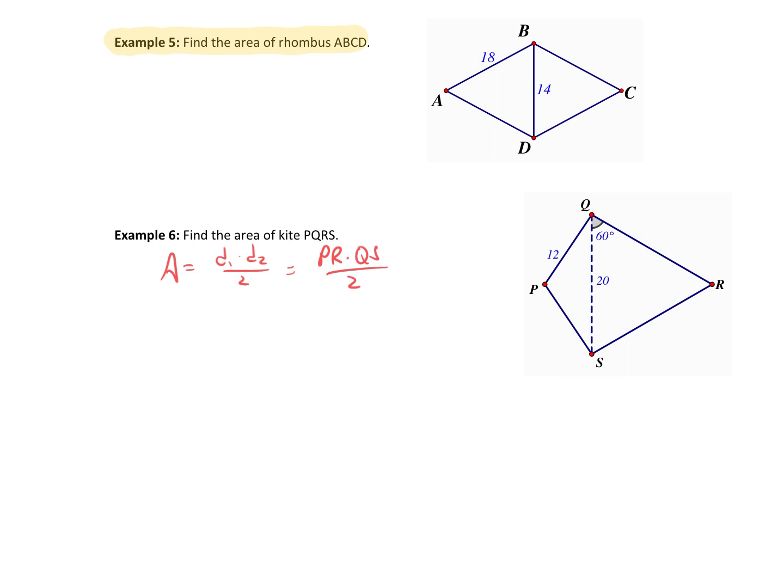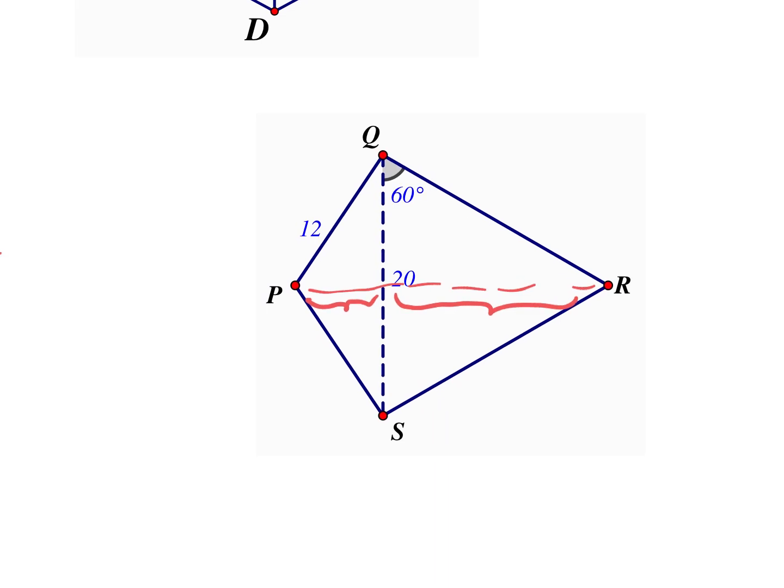Okay, so I need to know the lengths of these diagonals. One of them is already given to me. The QS is 20, so that's lovely. So I just need to find this length from P to R. P to R is going to come in two parts. I'm going to find that part first, and then I'm going to find this part. The part on the left is easier.